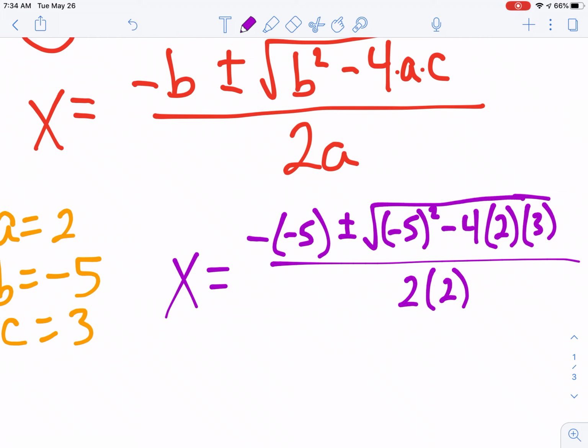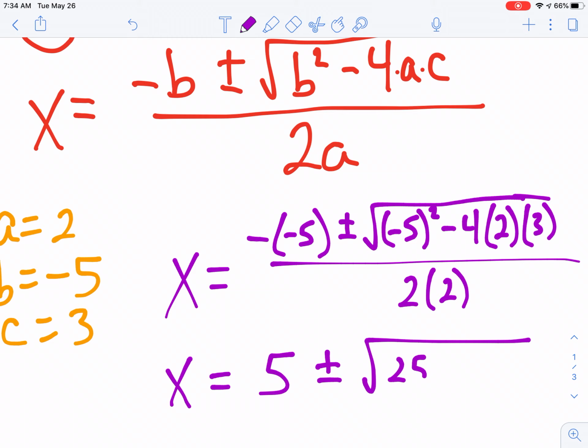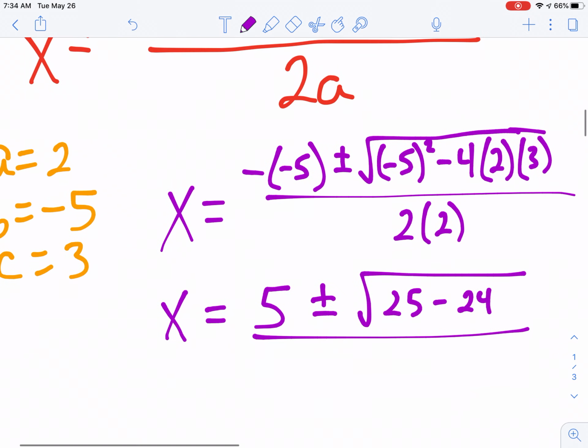Now it's just a matter of simplifying. So x equals, the negative of negative 5 is just 5, plus or minus the square root. Now I would use a calculator. I would do all the rest in the calculator. Negative 5 squared is 25, minus 4 times 2 times 3 is 24. So 25 minus 24, over 2 times 2, which is 4.